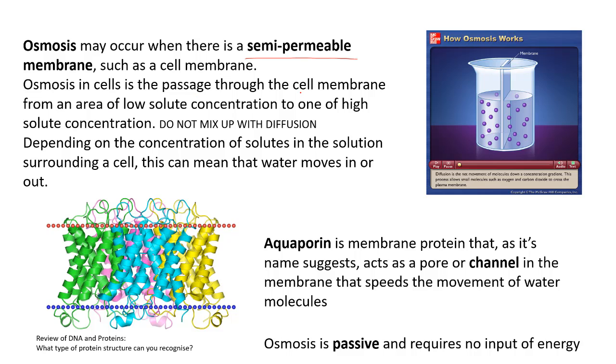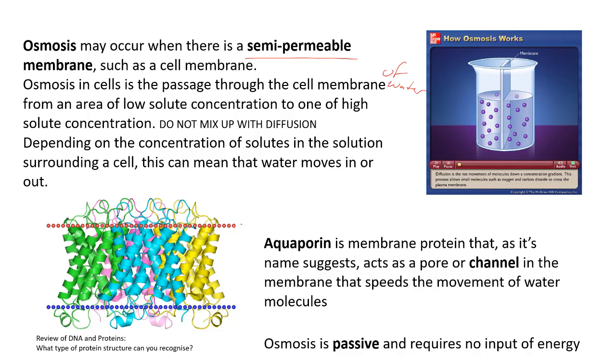Osmosis in cells is the passage through the cell membrane of water, from an area of low solute concentration to one of high solute concentration. I've said in capitals here, so I'm yelling here. Do not mix it up with diffusion. Depending on the concentration of solutes in the solution surrounding a cell, this can mean that water moves in or out.